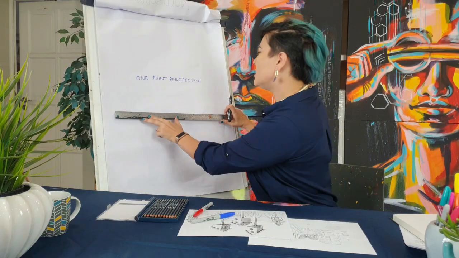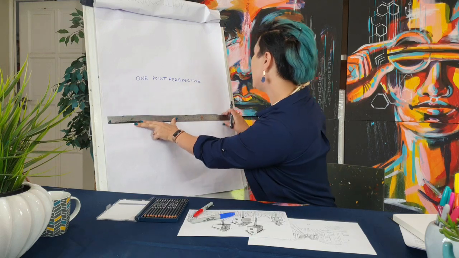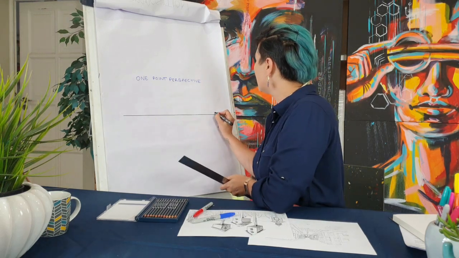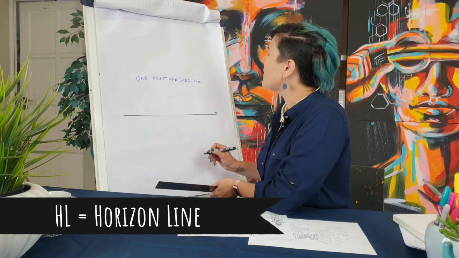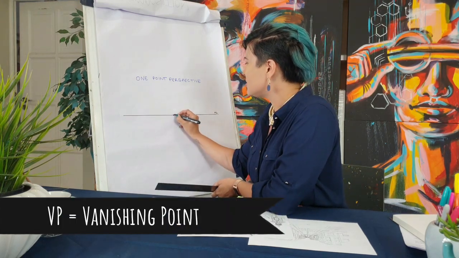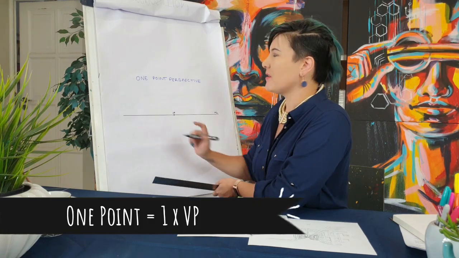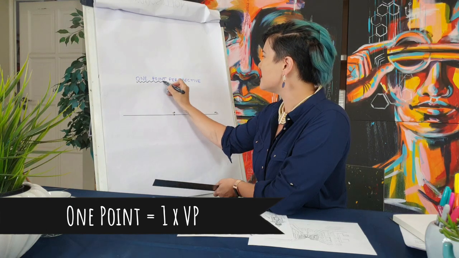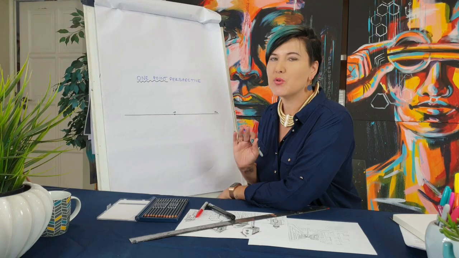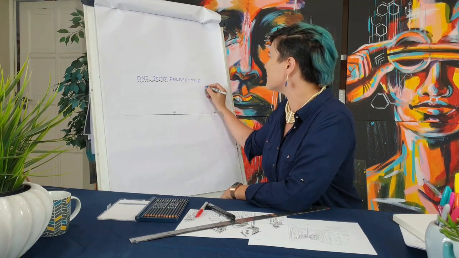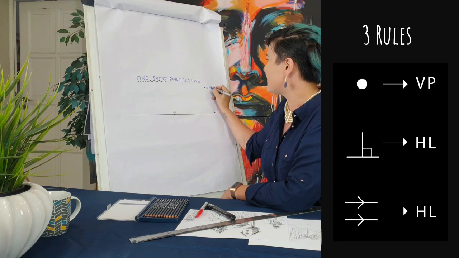Right, the first thing you need to know is that we have got a horizon line. Okay, so often this would be the acronym HL, horizon line. You have got one vanishing point called the VP. All right, so if we are doing 1-point perspective, we have got one vanishing point. Okay, there's 3 important rules to remember with 1-point perspective. All points have to go to the vanishing point.